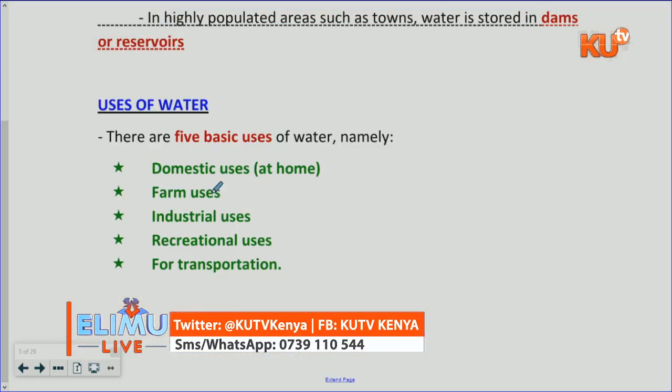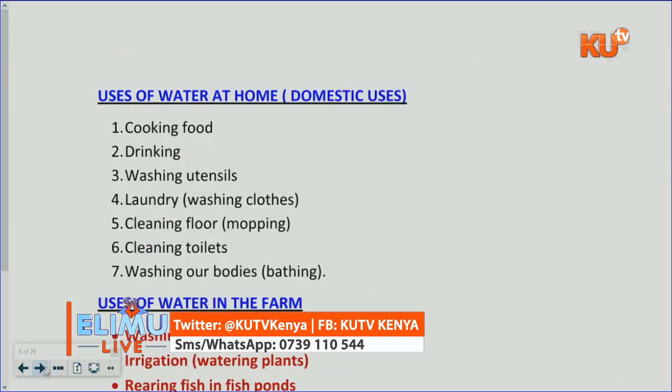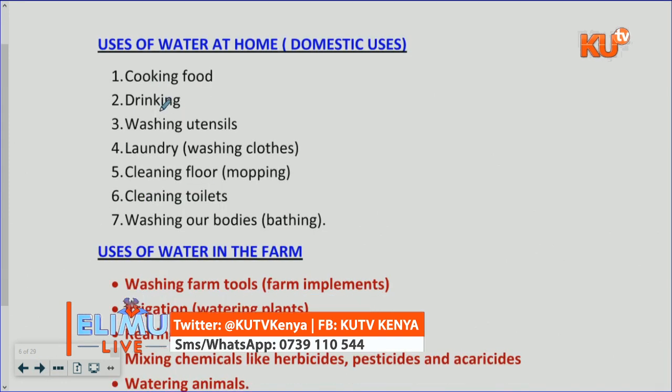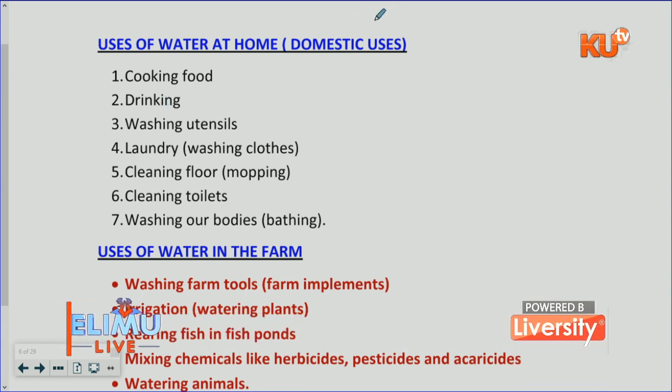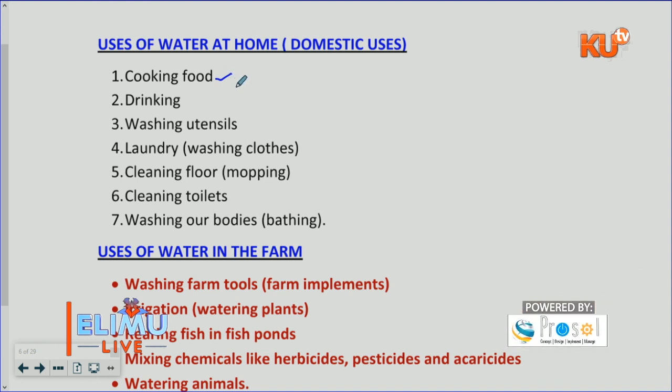So in Standard 4, I want to begin with the first one, which is domestic uses of water. Uses of water at home. At home, how do you use this water? One, we use water for cooking food. We know food is a basic need. Every day you must cook or prepare some food. And before you prepare, you will need this water even to wash your utensils. That's why you'll find washing utensils there.